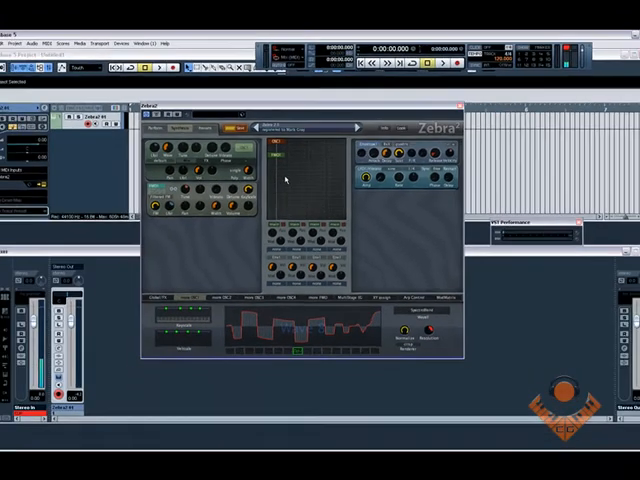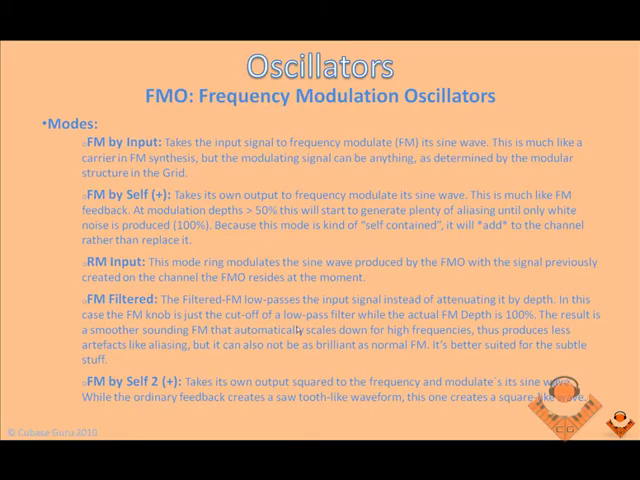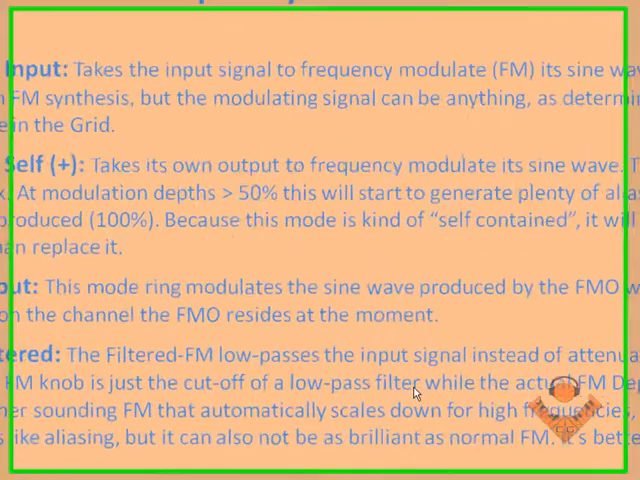Filtered FM, let's go and have a look at the details. Okay, the filtered FM low passes the input signal instead of attenuating it by depth. In this case, the FM knob is just a cut-off of a low-pass filter when the actual depth is at 100%, which I'll show you in a minute. The result's a smoother sounding FM that automatically scales down for high frequencies. So there's less artifacts like aliasing, but the sound may not be as brilliant as normal FM. It's better suited for subtle stuff. Right, let's have a look at that.